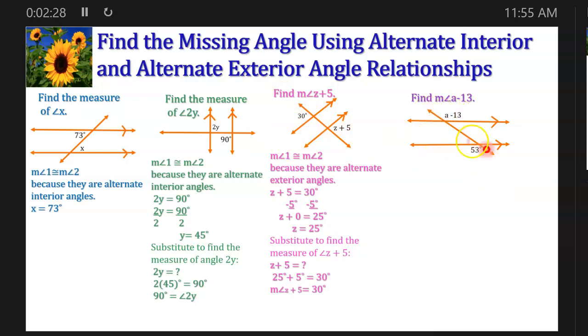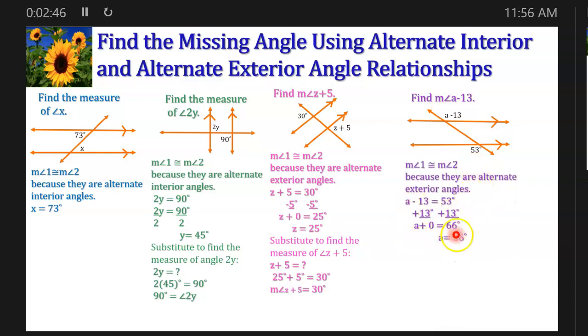Same with these two. These are on alternate sides of that transversal, but outside of the parallel lines, so they're alternate exterior angle relationships. This is going to be 53. I know it will be because they have to be congruent. To prove it, I would make them equal to one another and add 13 on both sides. And A is going to be 66, and then when I plug that back in and subtract my 13, I get that the measure of angle A minus 13 is 53, which is congruent to the other 53.